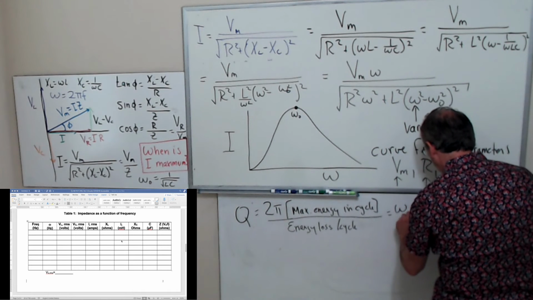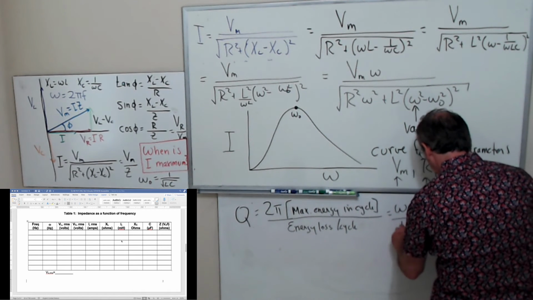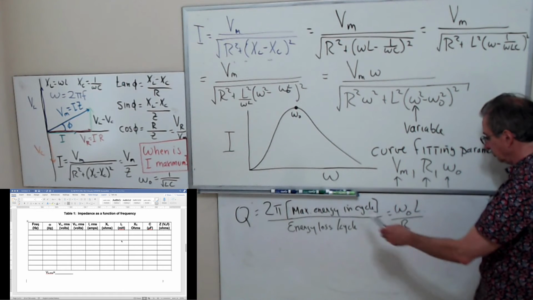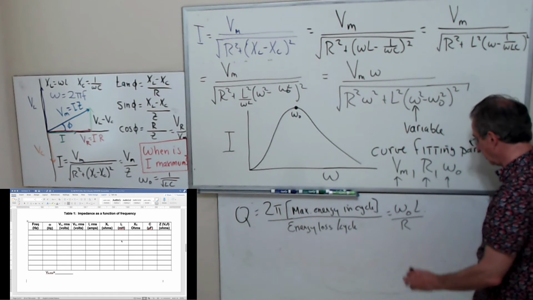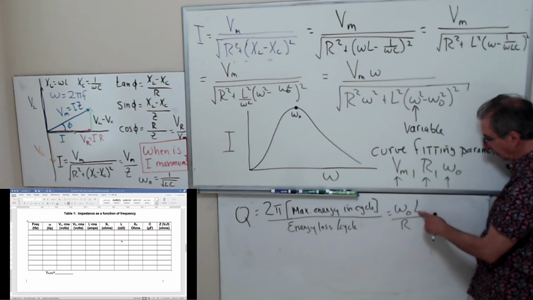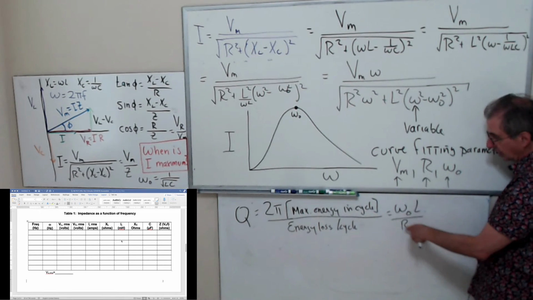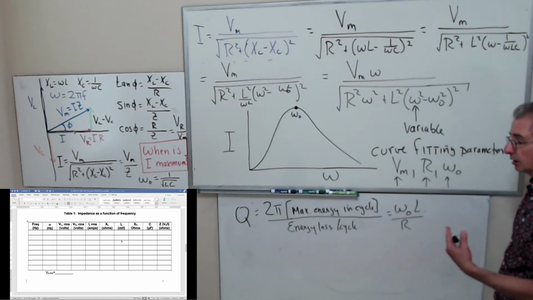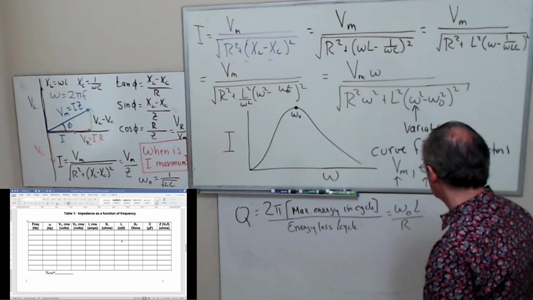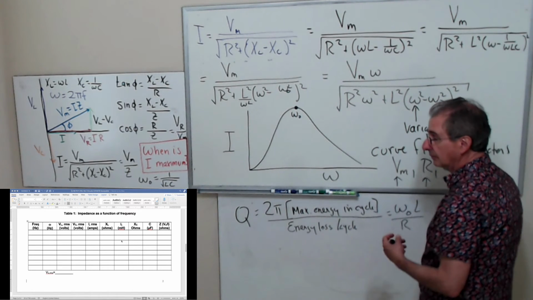And it turns out to be omega naught L over R. You're going to calculate Q along with the uncertainty. You know this value and its uncertainty, you know this value and its uncertainty, and you know R and its uncertainty. You can calculate Q along with the uncertainty. But there's another way to determine Q.